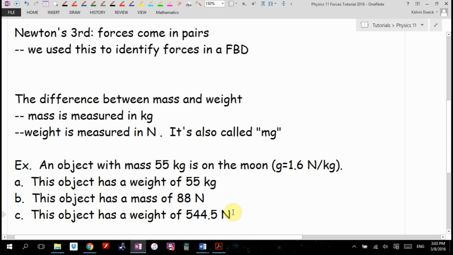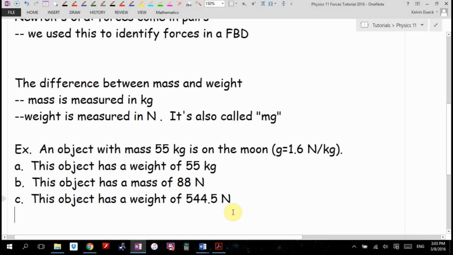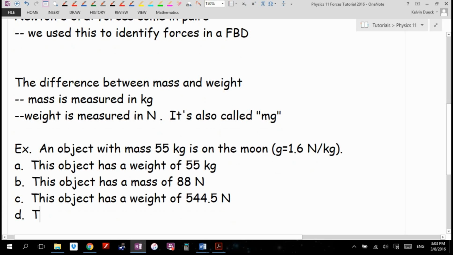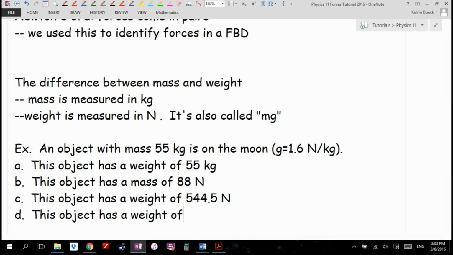Where is that weight on the Earth? D, this object has a weight of 88 newtons. Which of those is correct? D. Okay, so something like that. Or I might even do this algebraically without numbers. I might say it has a mass of M and a weight of W, and then ask you some questions like that. So the difference between mass and weight, we're clear?